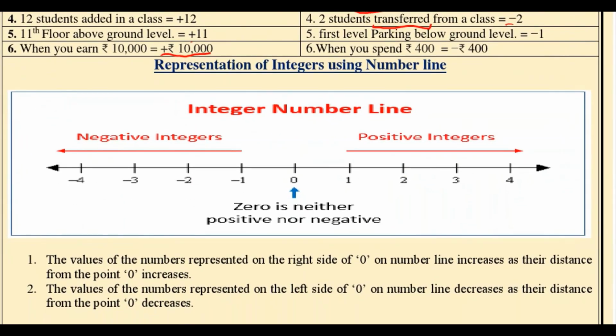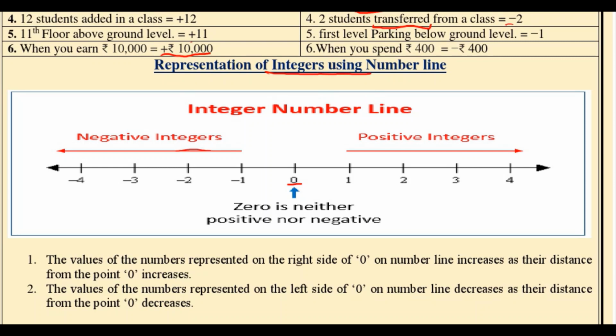Now see this representation of integers on number lines. So the integer number line. The number line we have studied starts from 0, but here it is a little bit different. Here 0 is in the center of the number line, and positive integers are written to the right of 0, and the negative integers are written to the left of 0. And you see, positive integers don't need a plus sign, they are still considered positive. But if they have a plus sign, then also they are positive integers.